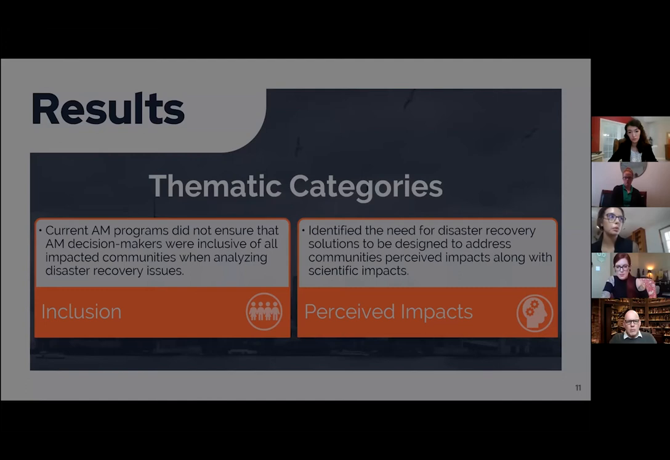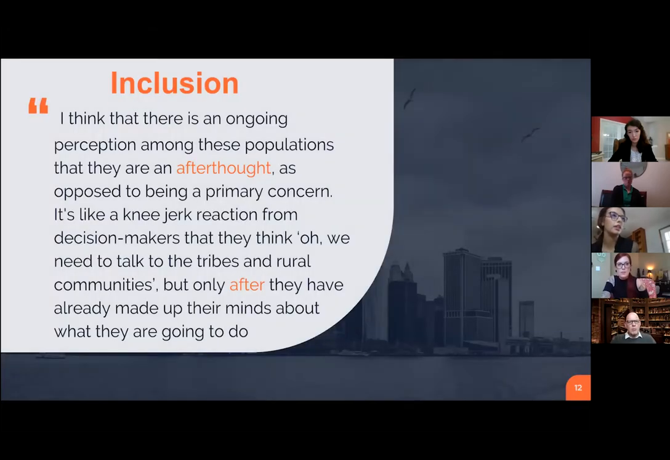To go a little more in depth on inclusion, the findings revealed that urban communities were well represented during the adaptive management decision-making phase, while rural communities lacked representation and inclusion. Rural communities that were specifically identified were indigenous tribes, farmers, and private well water users along the Animas and San Juan rivers. This quote from a stakeholder represents the lack of inclusion of rural communities during the decision-making process.